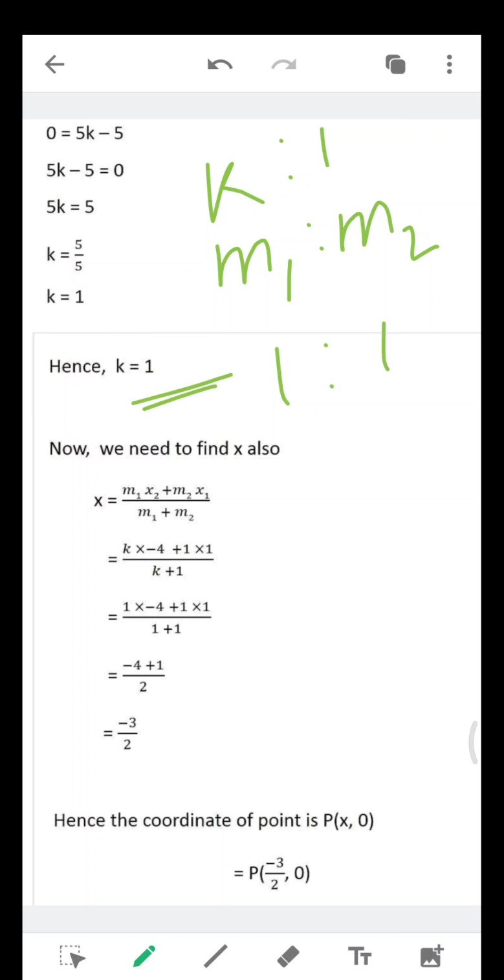So substituting all these values in x from the previous slide, I have taken all the values and we got x as -3/2. Therefore the point on the x-axis is (-3/2, 0). This is the way we have to do it.